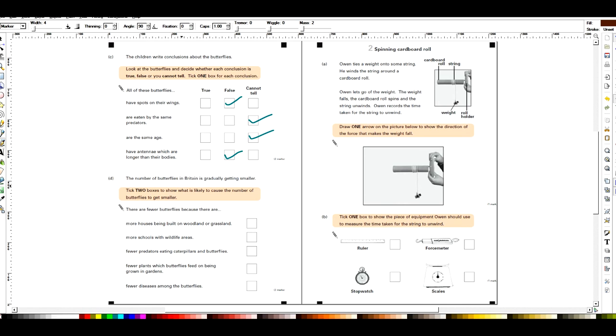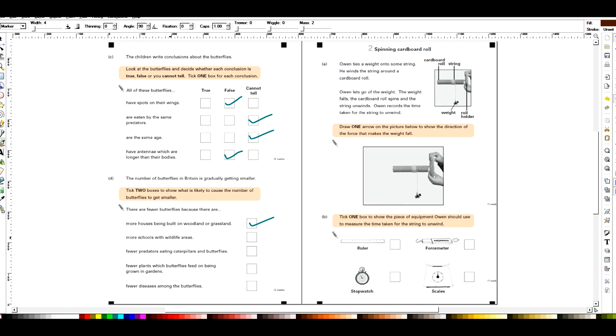Okay, the number of butterflies in Britain is gradually getting smaller. Tick 2 boxes to show what is likely to cause the number of butterflies to get smaller. There are fewer butterflies because there are... Okay, go on. More houses being built on woodland or grassland. Okay, one answer, that's enough. Thank you. Yeah? Can we not just take everything away from everybody else? More houses being built on woodland or grassland.